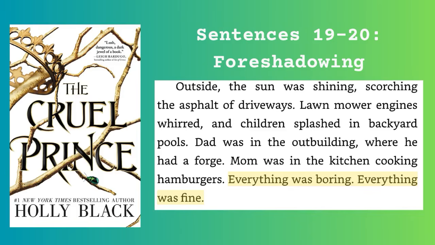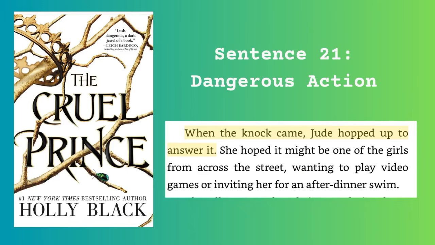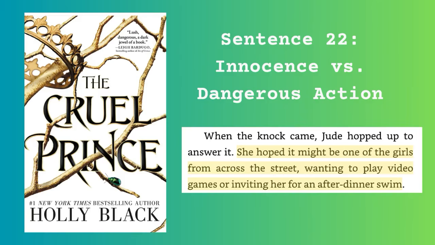Now, the next two lines are great foreshadowing. Everything was boring. Everything was fine. The reader can then argue, it's not fine. Watch out. And sure enough, when the knock came, Jude hopped up to answer it. All right. We all know you shouldn't just answer the door. So the reader is saying, no, that's a mistake. She hoped it might be one of the girls from across the street wanting to play video games or inviting her for an after-dinner swim.